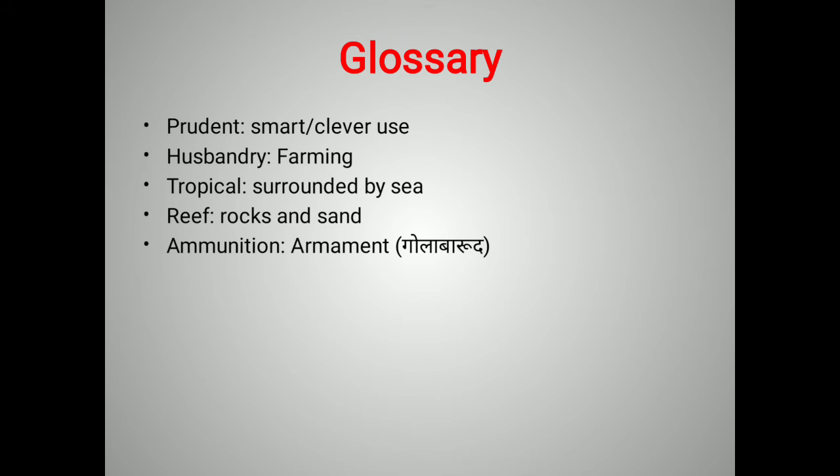Ammunition. Ammunition means armament. In Hindi, जिसे हम गोला बारूद कहते हैं. So ammunition, in the 18th century when they were going for voyages, they were using ammunition because there were threatening kinds of things all around. So ammunition is part of their voyage.